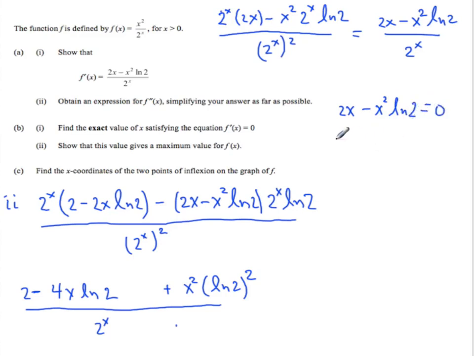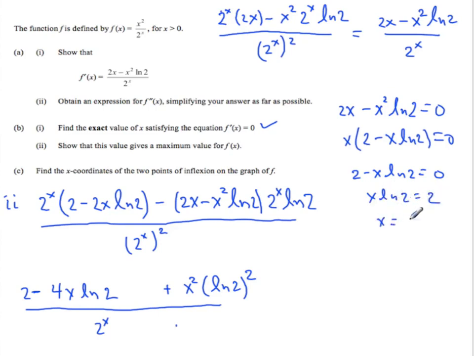Which one is this? This one. Factor out an x. I get 2 minus x ln 2. X equals 0, but x is greater than 0, so that doesn't count. And then set this piece equal to 0. We get 2 minus x ln 2 equals 0. X ln 2 equals 2. X equals 2 over ln 2.